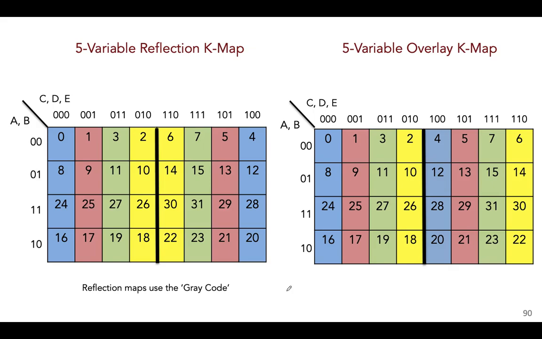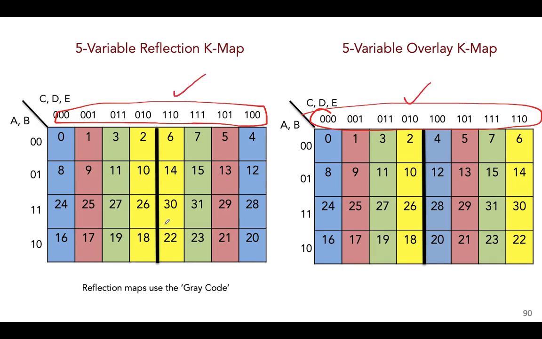The difference lies, first of all, in this numbering. You'll notice the reflection K-map uses the gray code. This is not a gray code though. So this is the first difference. The second difference is the adjacency of the cells. Again, I've used colors just to help you visualize which cell is supposed to be adjacent to which one.